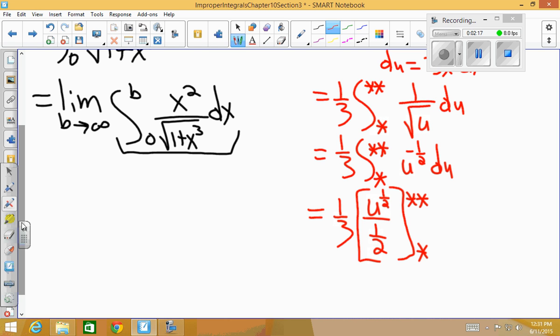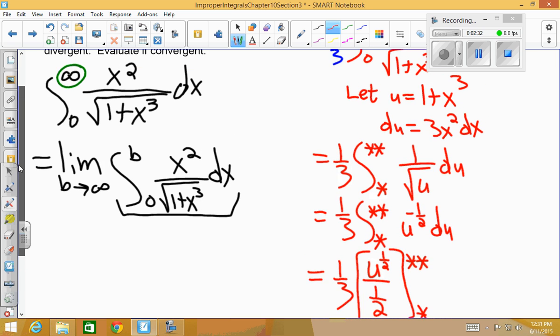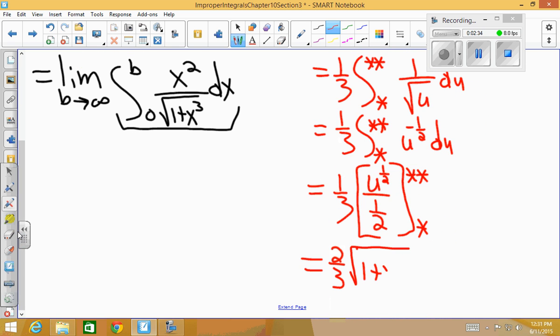Dividing by 1/2 is the same as multiplying by 2, so we actually have 2/3. And the 1/2 power is the square root. And u, let's see, what was u? u is equal to 1 plus x cubed. So 1 plus x cubed. And now we can go back to our original limits of integration, 0 to b. Okay, so there's our integral evaluated. So we take that back over.